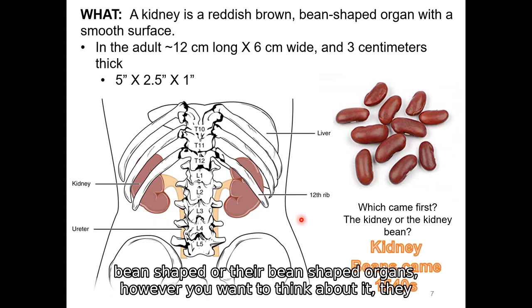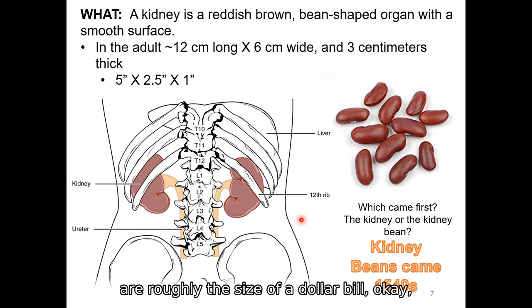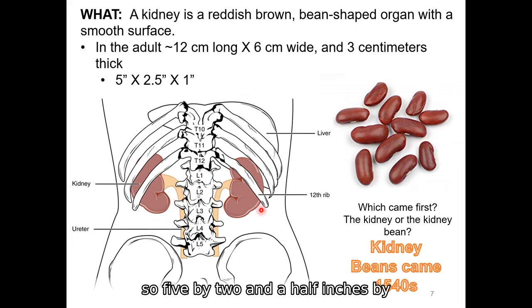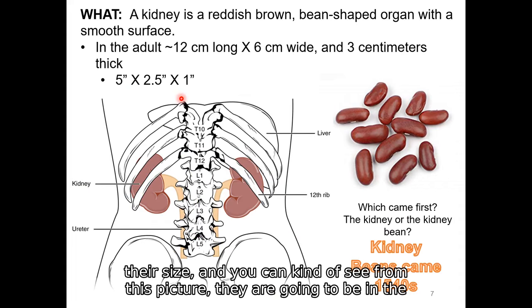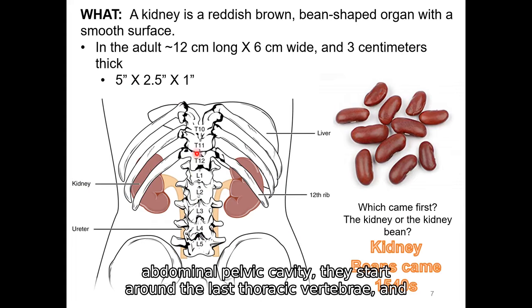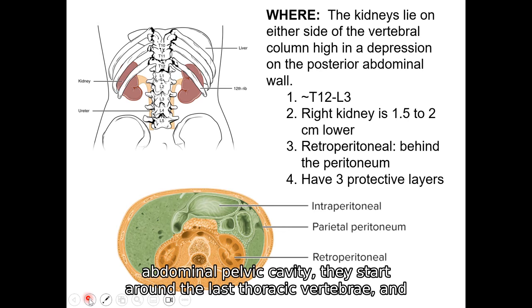All right, so they're kidney bean-shaped or bean-shaped organs, however you want to think about it. They are roughly the size of a dollar bill, so 5 by 2.5 inches by 1 inch thick. Obviously, people will have different size kidneys based on their size. And you can see from this picture, they are in the abdominal pelvic cavity. They start around the last thoracic vertebrae and go to lumbar 3.